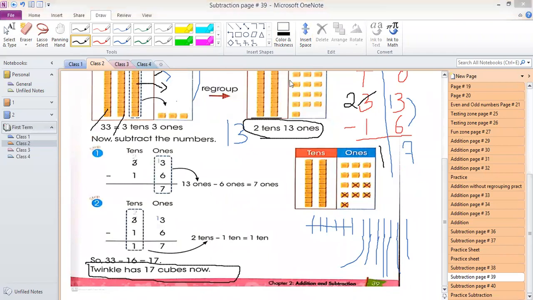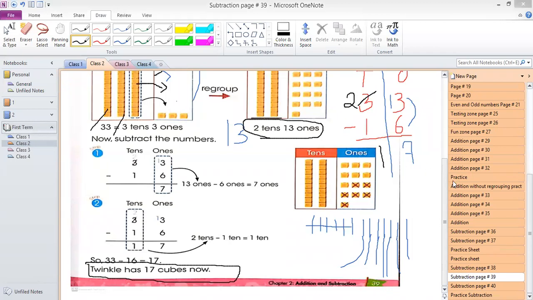Twinkle has 17 cubes now. Is it clear, guys? Yes, sir. Very good. I repeat this question for you guys.